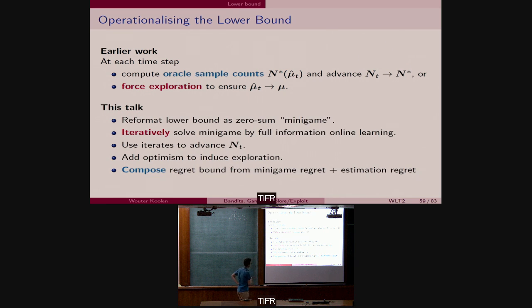Good. So what we're going to do is we'll reformat the lower bound as this minigame again. We'll solve it iteratively. We use what comes out to advance our sample count. We'll force exploration somewhat differently with optimism. And then we again do this composition where we put everything in a long chain and get our finite time regret bound.